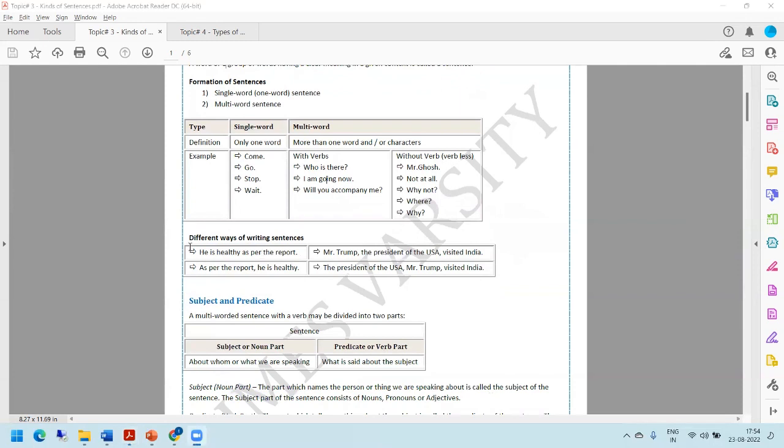Now, look at two examples of this sentence. One is different ways of writing sentences. Example: he is healthy as per the report.